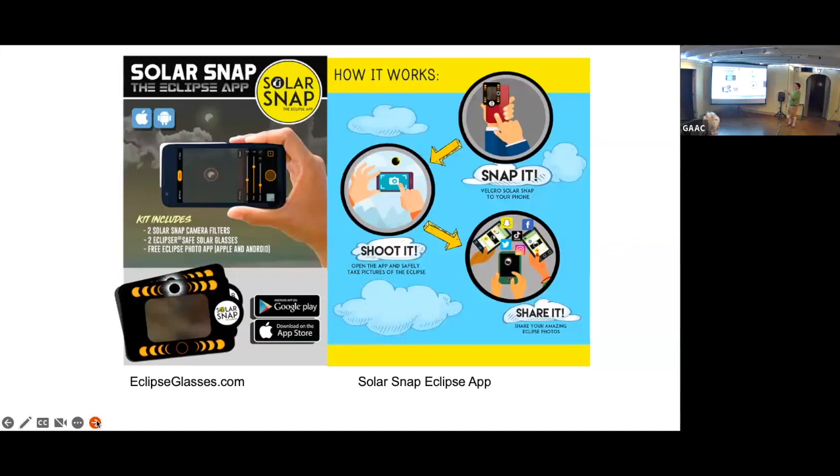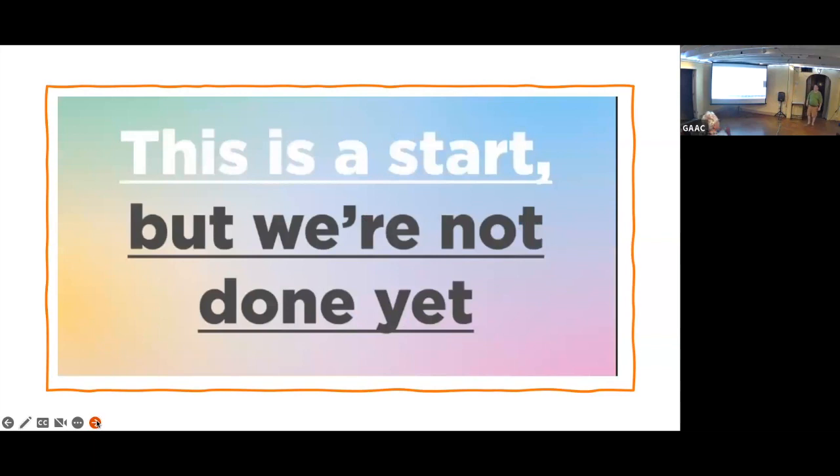And what's nice is it's something that will allow you to take photographs safely of the two upcoming eclipses, the annular eclipse and the total. And so this is just something that's brand new. I mean, literally, I only found out about it about 2 weeks ago. So that's it. Thank you.